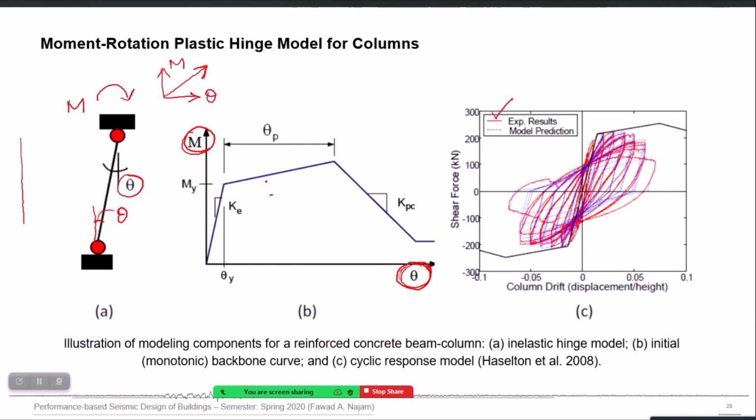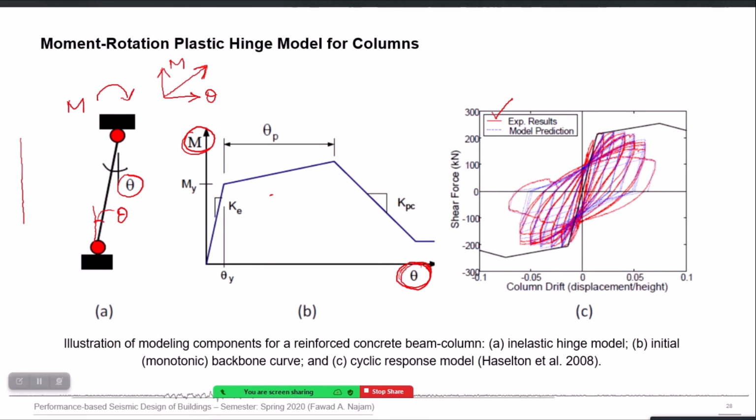Obviously, one direct answer to that question would be that this can be obtained using experiments. You actually subject your beam and column to loading such that it produces bending moments, and then measure how much theta was produced for each bending moment. But obviously you cannot do it for all types of columns and beams which you have in your computer model.